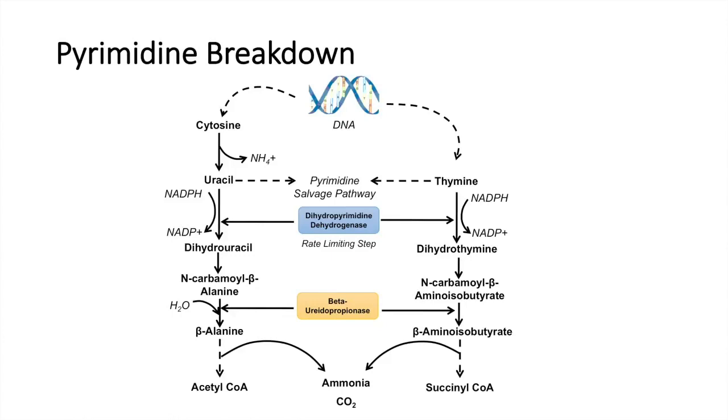Beta-amino isobutyrate will be processed into succinyl-CoA through a couple of steps, and beta-alanine will be processed into acetyl-CoA. So both of these products can be used in the TCA cycle. Some of the byproducts include ammonia and CO2. Again, as we mentioned before, ammonia is toxic. We have to get rid of it, and the body gets rid of it through the urea cycle. So just know, guys, that uracil breakdown leads to beta-alanine and then acetyl-CoA. Thymine leads to beta-amino isobutyrate and then succinyl-CoA.